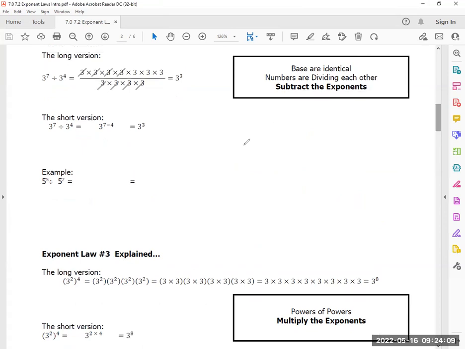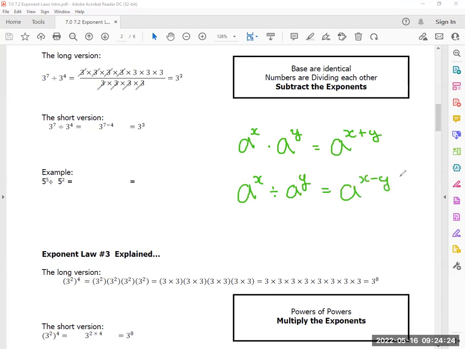So as a recap, if you have a power multiplying with another power with the same base, the exponents will add. If you have a power dividing by another power with the same base, the exponents will subtract.